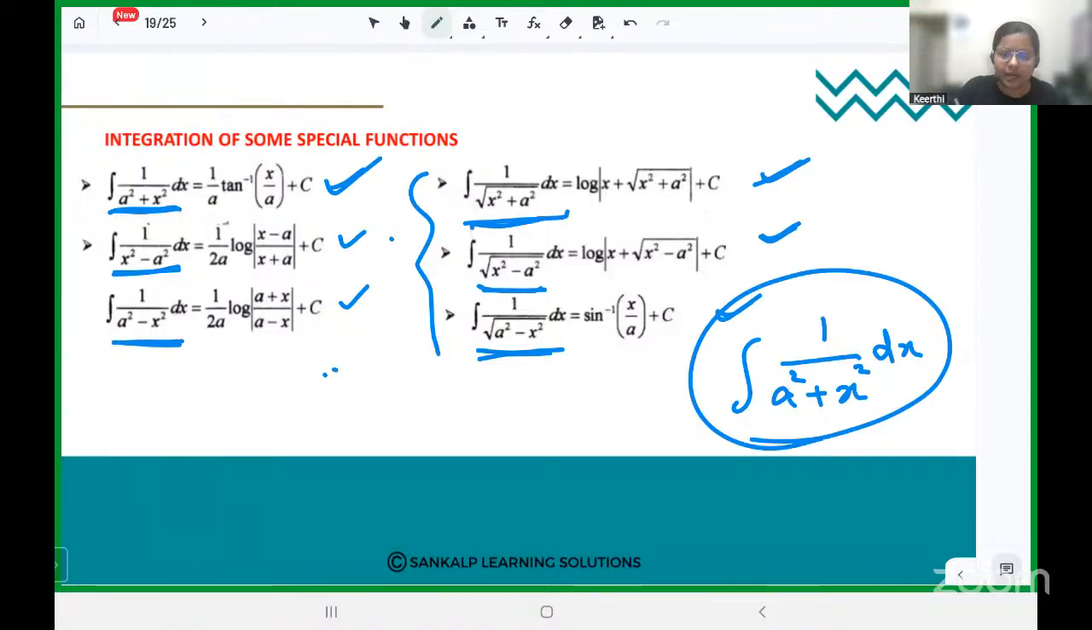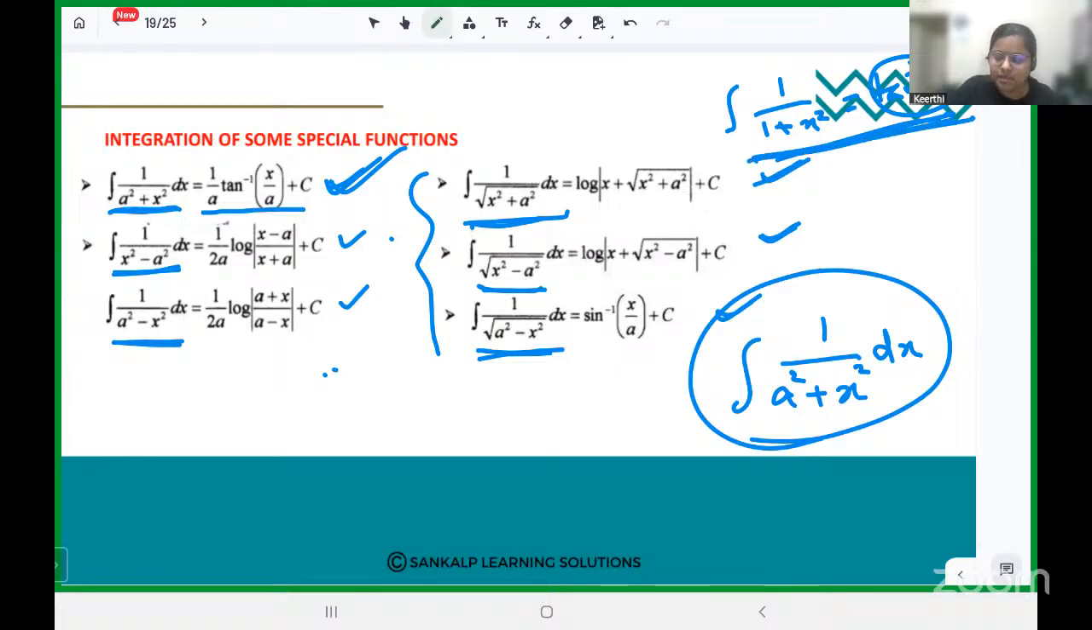So what is 1 by a square plus x square? We know integral of 1 by 1 plus x square is tan inverse x, isn't it? This one we have studied. Actually, this one is a special case of this formula. These formulas are very important because you have to use these formulas in application of integrals as well. So you have to study this properly. So integral 1 by a square plus x square is equal to, what is the formula? 1 by a tan inverse of x by a plus c. So you connect it with this one.